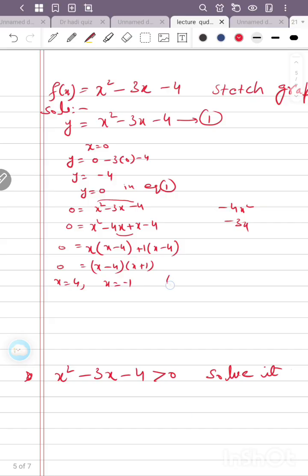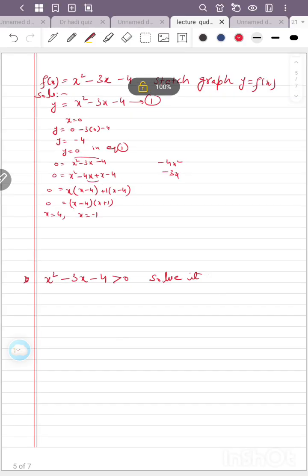Our y-intercept point is when we put here we got the following points. When we put x equal to 0, we got 0 and minus 4, and when we put y equal to 0, we get minus 1 and 0 and 4 and 0. Okay, after doing all these things, we have to sketch the graph.